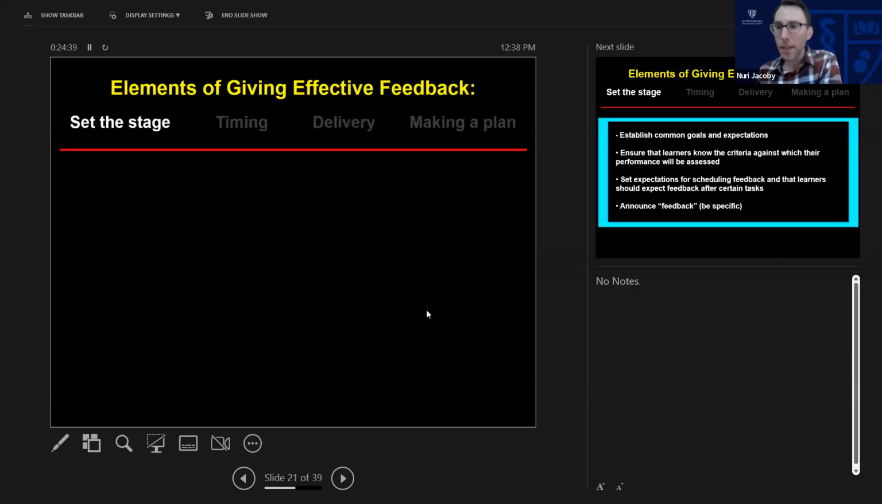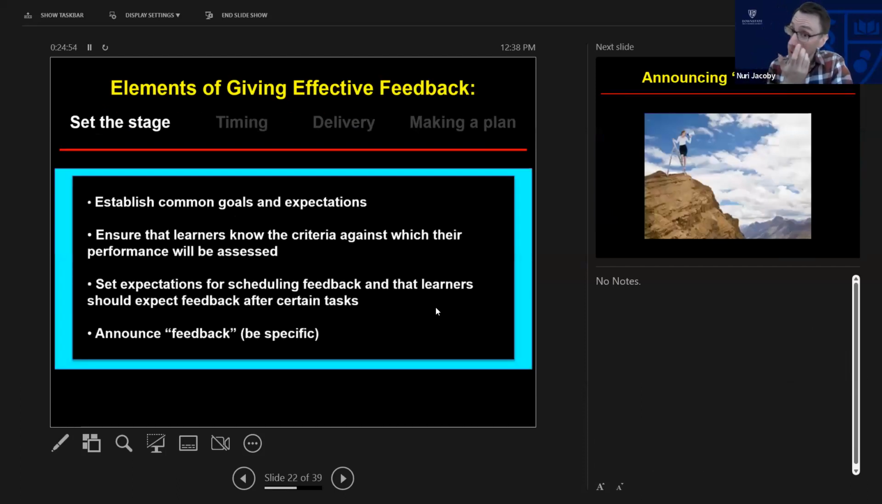Okay, so elements of giving feedback. Number one, set the stage. The feedback process should really start the first day you work with a student or a junior resident. On the first day, you should establish what the goals are. You should establish what the communications are. You should let them know they're going to receive mid-clerkship feedback after a few days or in a week. That happens from the first day.